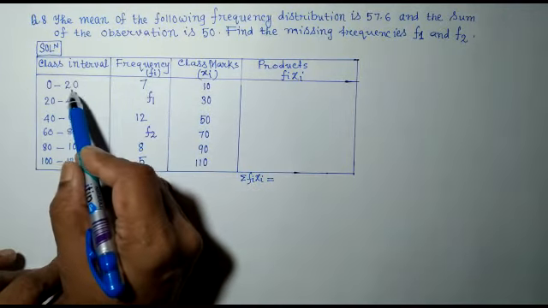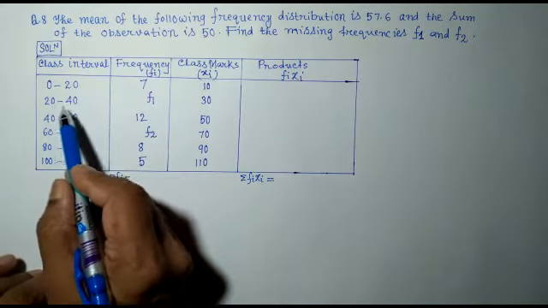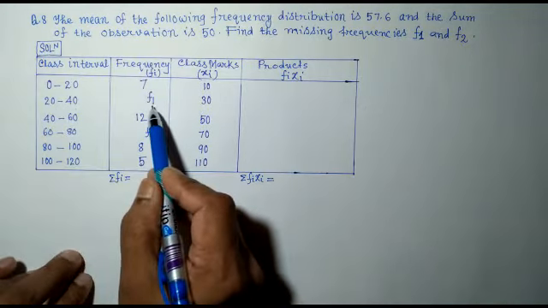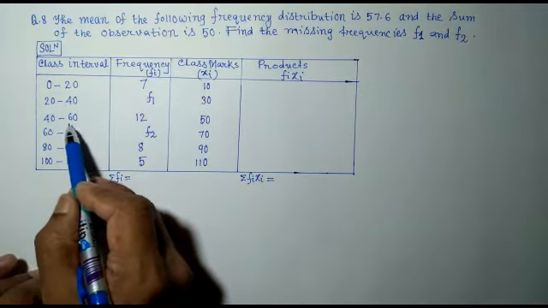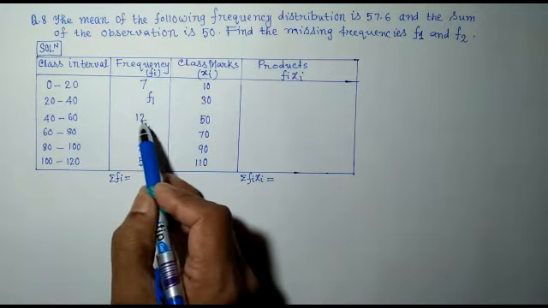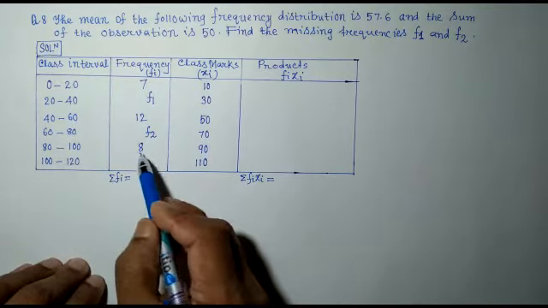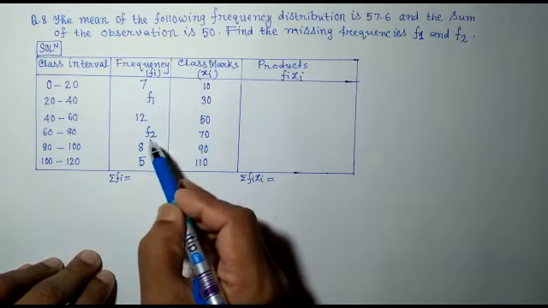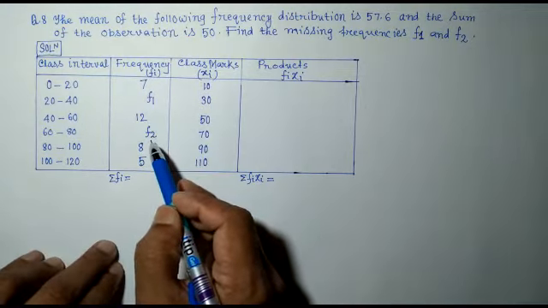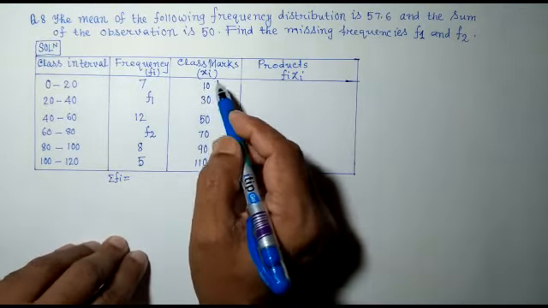Class interval 0-20, frequency here is 7, and class interval 20 to 40, frequency is f1. This value we have to find. And then 40 to 60, it is frequency 12, 60 to 80 is f2, and others are 8 and 5. So we have to find the value of this f1 and f2. Then first work, to do the class mark. Already I explained about the class mark.